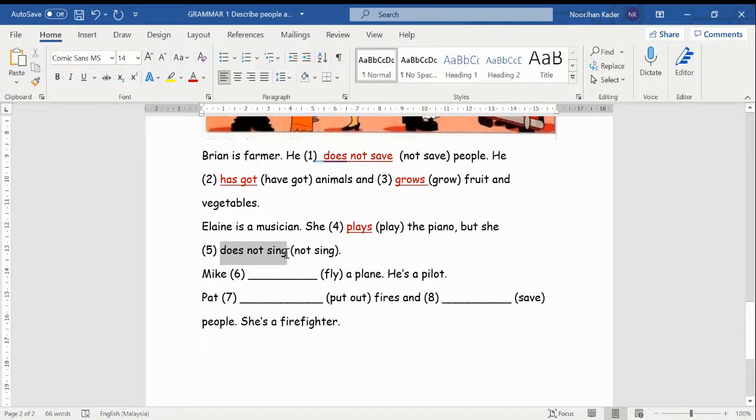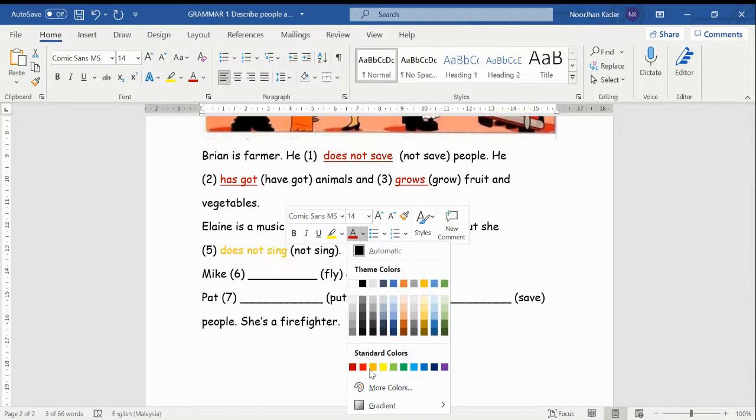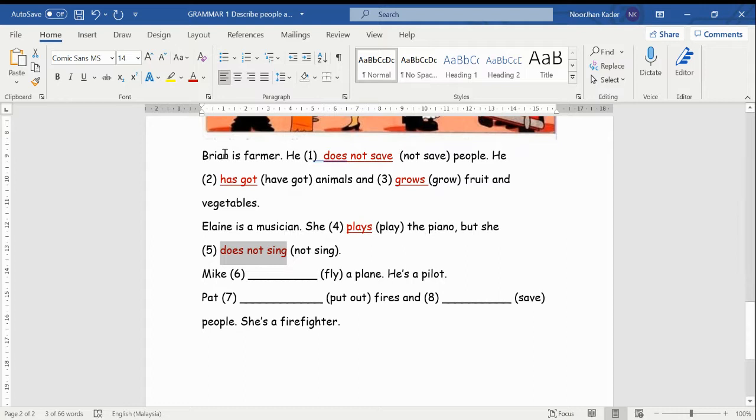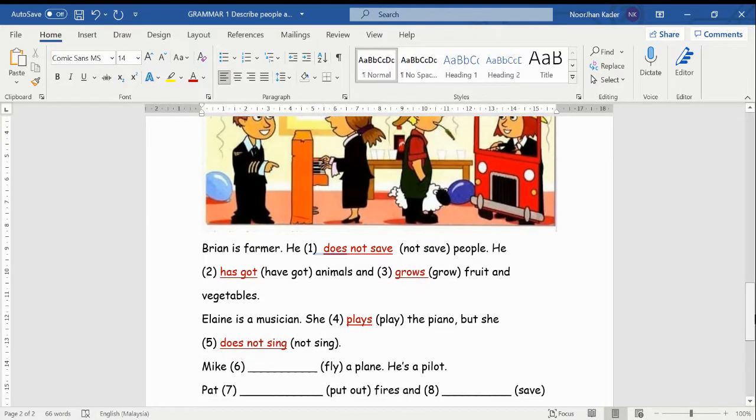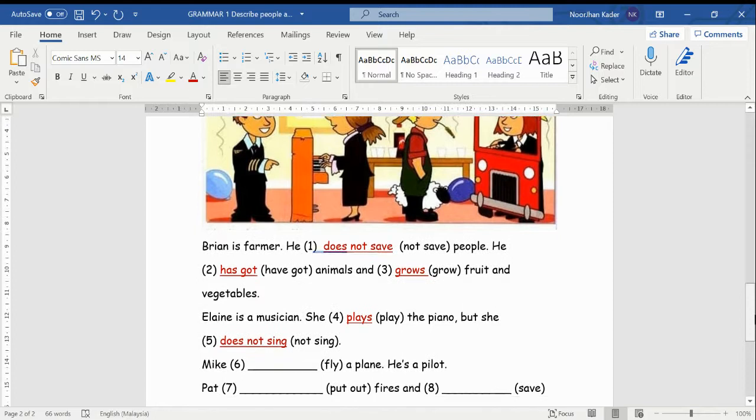Actually, I can just make it simpler. I can just use a contraction. You can just write it as doesn't. But since the not is there, maybe you will get confused why the teacher left out the not. So that's why I still write does not sing. Okay, so let's change the font color and underline. Let's read: Elaine is a musician. She plays the piano, but she does not sing.